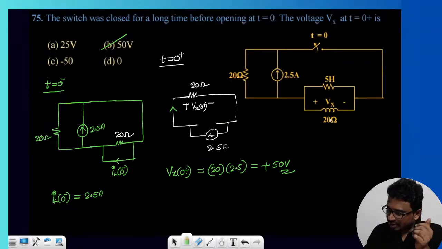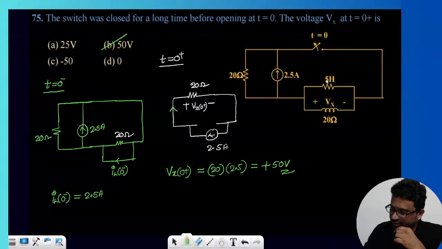It was a mistake, so that's why I was confused here. Okay, this 20 is a typing mistake. This is 5 H.